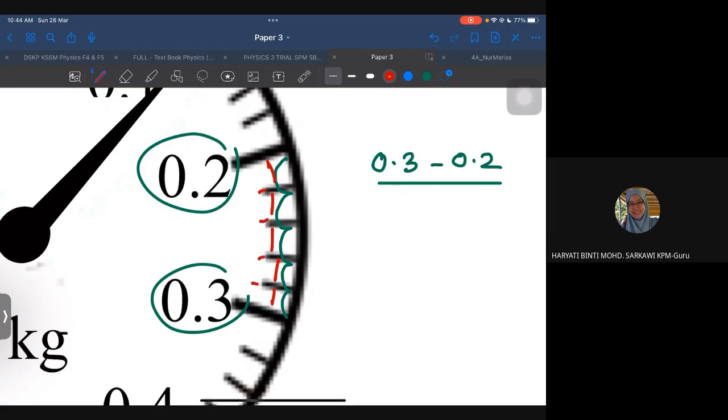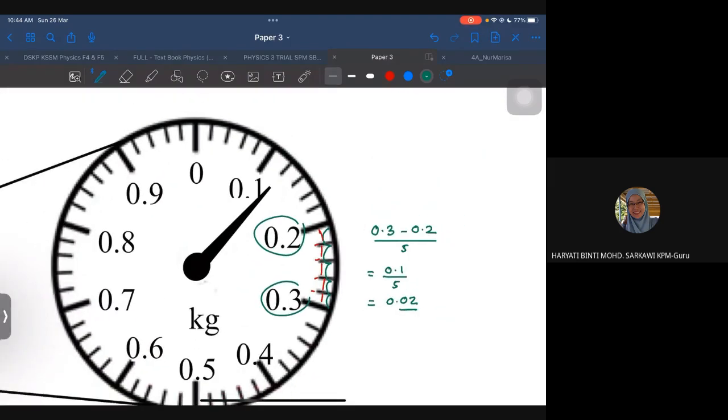Don't count like that. You need to know the number of divisions. Okay, so divide by 5. So that means 0.1 divided by 5. So what do you get? 0.02, right? Betul kah? 0.1 divided by 5 is 0.02. So if it is 0.02 like this, it means that your reading must have 2 decimal places. Okay, so it means the reading here is 0.12. Clear tak?